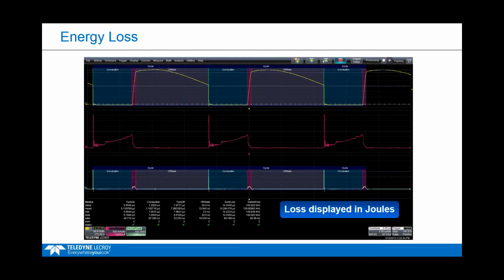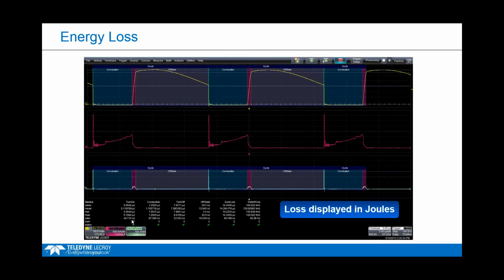So you'll notice that the power analyzer package will automatically identify these different zones or states. You can see it's labeled this conduction. Here's the turn off, off state, turn on, and conduction again. It's really nice to have that because it's going to automatically calculate the losses for each individual state. So you can see we have the turn off, conduction, turn on, conduction, turn off, off state, and the total losses here, plus the switching frequency. All of this is calculated automatically as soon as you turn on the measurement here.